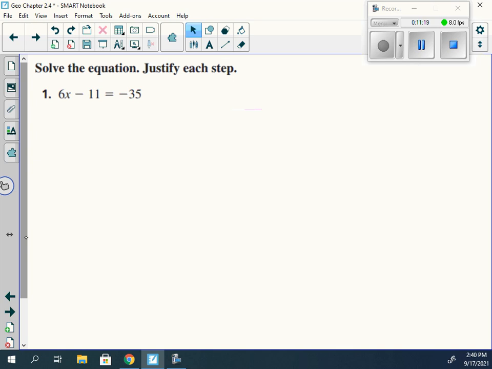Let's look at this one. 6x minus 11 equals negative 35. Well, here, it's kind of already written out for us, but if we were doing it on the homework, our first one would be given. Especially on the test, this should be some of the easiest points to get, because we always start with what is given. So 6x minus 11 equals negative 35 is the given.